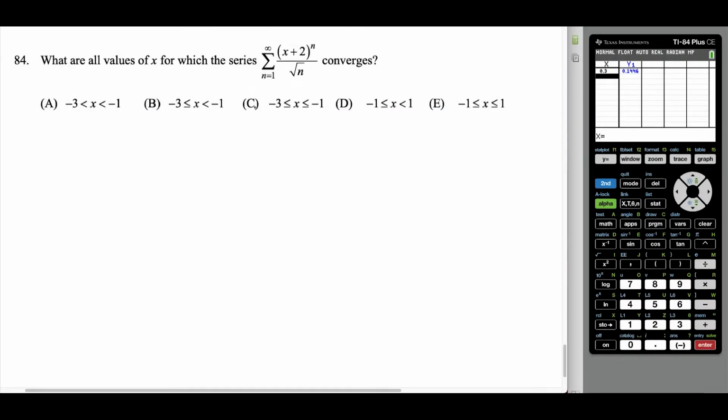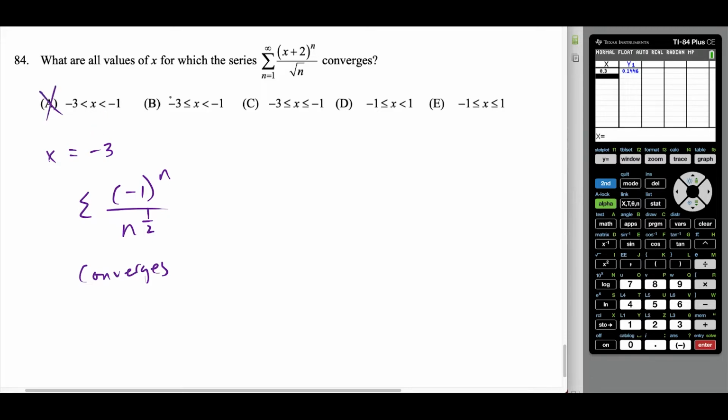So for this question here, one way I like to do these is to just plug in numbers. I noticed here that choices A, B, and C are very similar. It's just the ends that are different. So what I would do is, let's say I plug in x equals negative 3. If I plug in x equals negative 3, I get this series. I get negative 1 because I'm doing negative 3 plus 2 to the n power over, I'm going to write that as n to the 1/2. And by the alternating series test, this series converges. Because it's an alternating series, the general term is decreasing and the limit of the nth term is 0. So that tells me the series definitely converges at x equals negative 3.